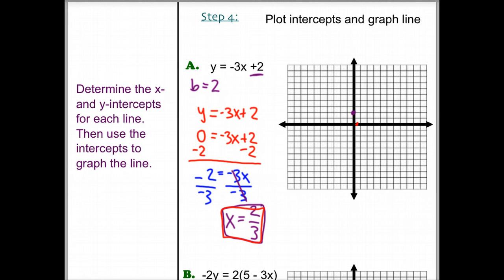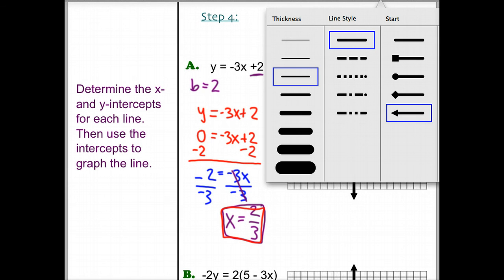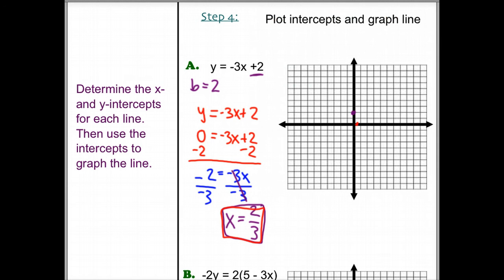So we plot the intercepts and graph the line. So let's grab that line. And we're going to go through, make sure we have the double arrows. Good. And we're going to go through those points. And that's how we do it.